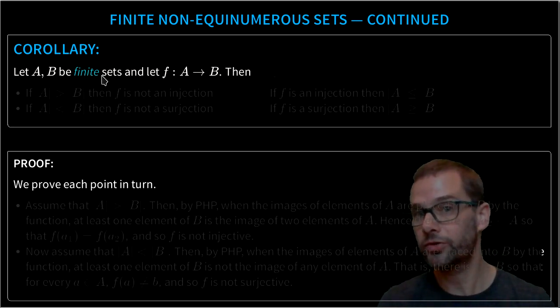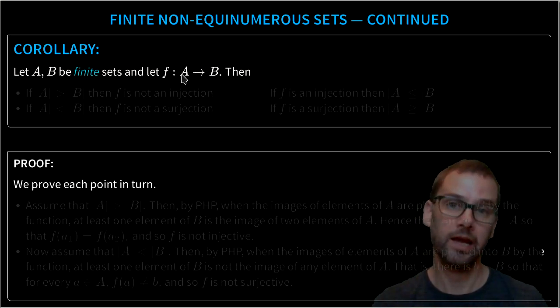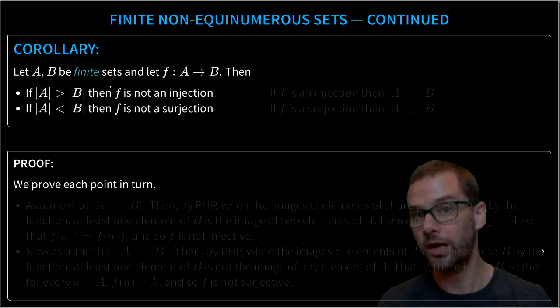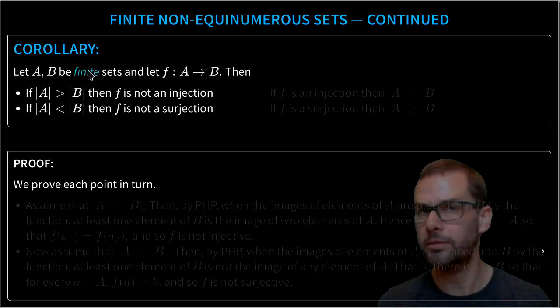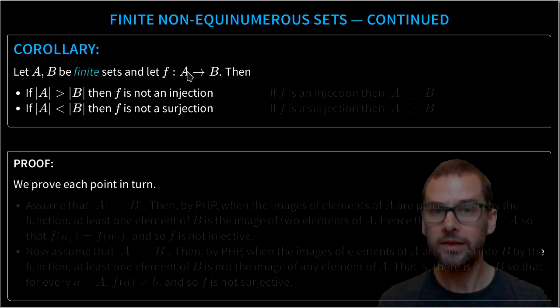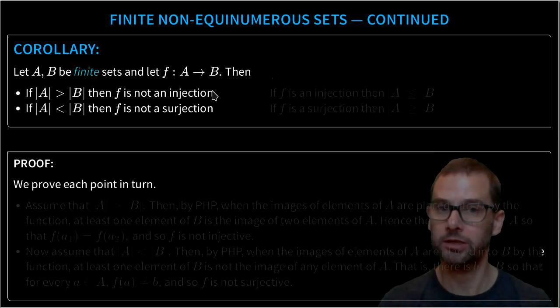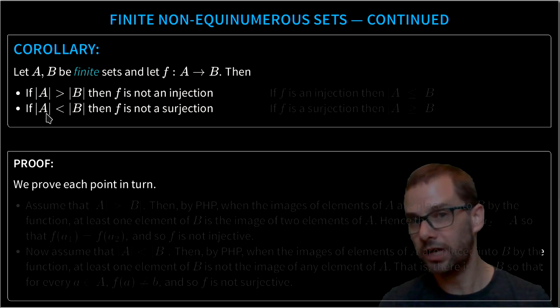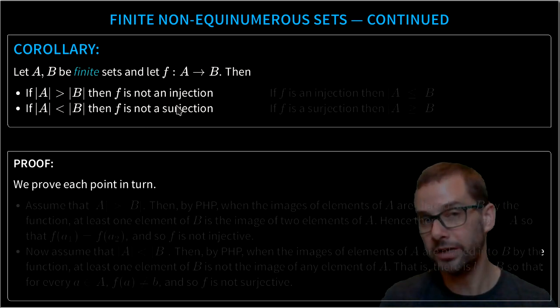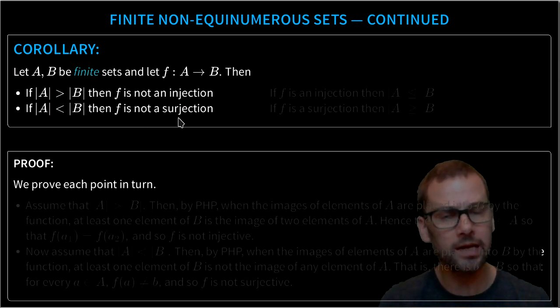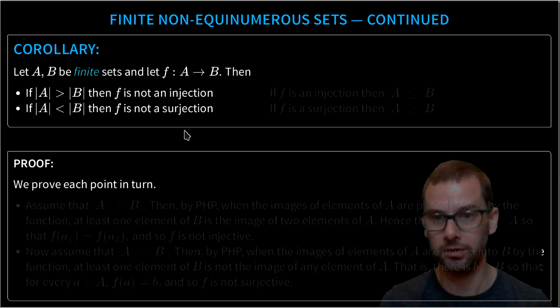So if we take two finite sets and let f be a function from A to B, well, if the size of A is bigger than the size of B, again, remember we're talking about finite sets here, then this function can't possibly be an injection. On the other hand, if the size of A is less than the size of B, then the function can't possibly be a surjection. And again, these are quite easy to prove by the pigeonhole principle.